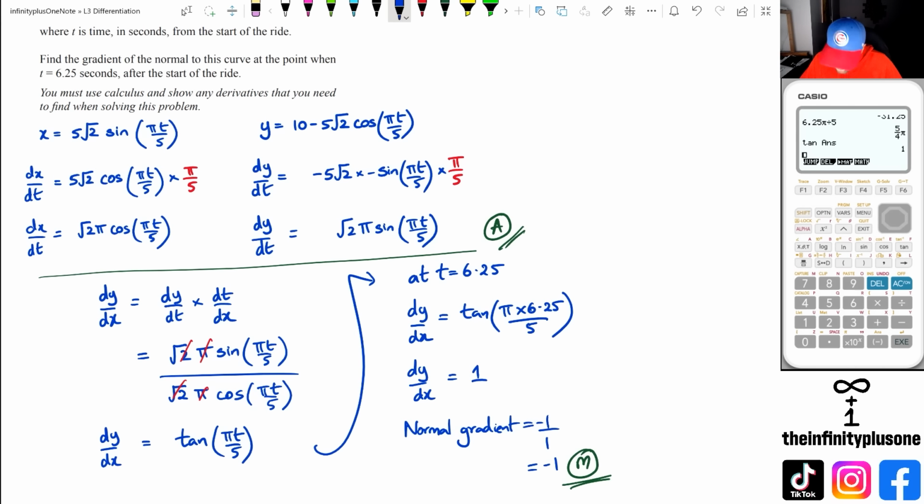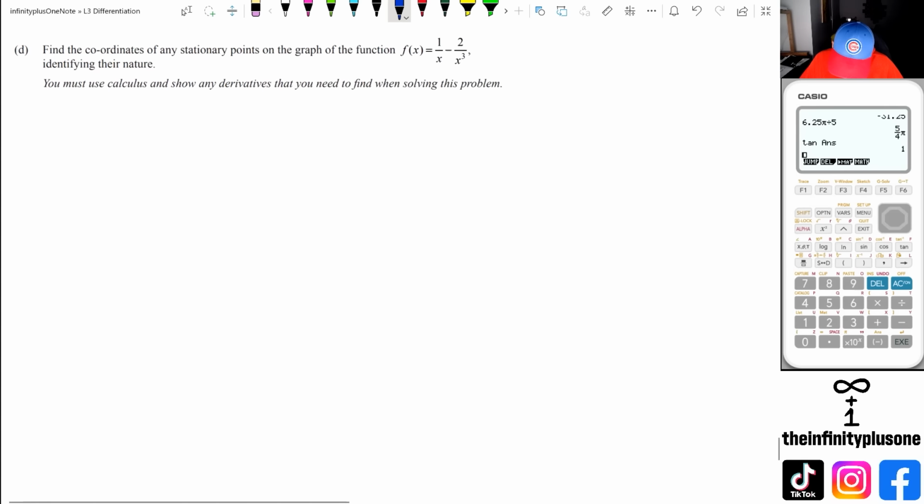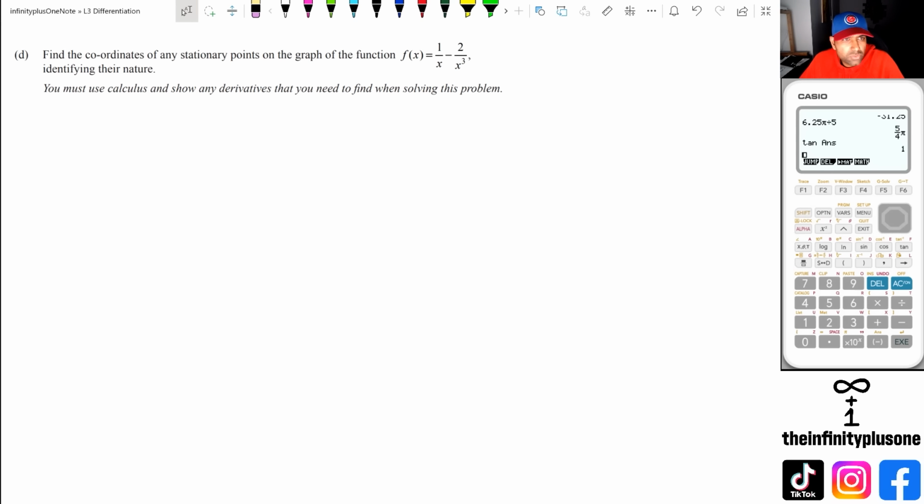All right, next question. So next question, what we have is find the coordinates of stationary points for this graph, identifying their nature. All right, so we've got to figure out what these values are, and then we've got to actually find the x and y values as well. So quite a bit of work to do, but let's get started.